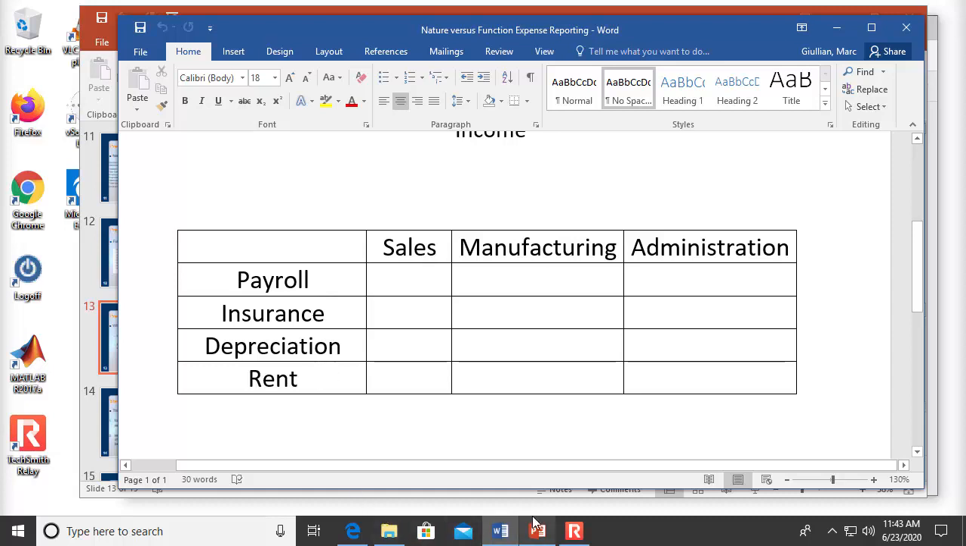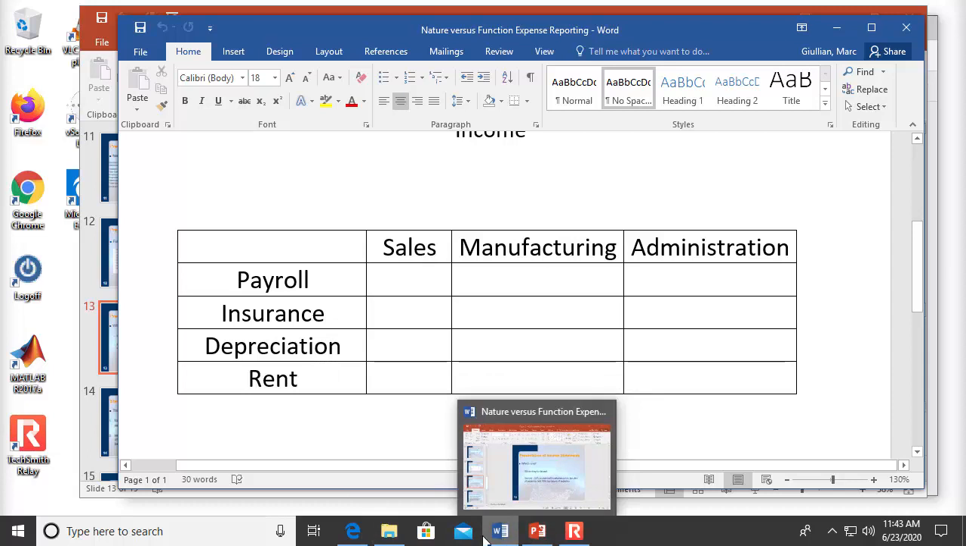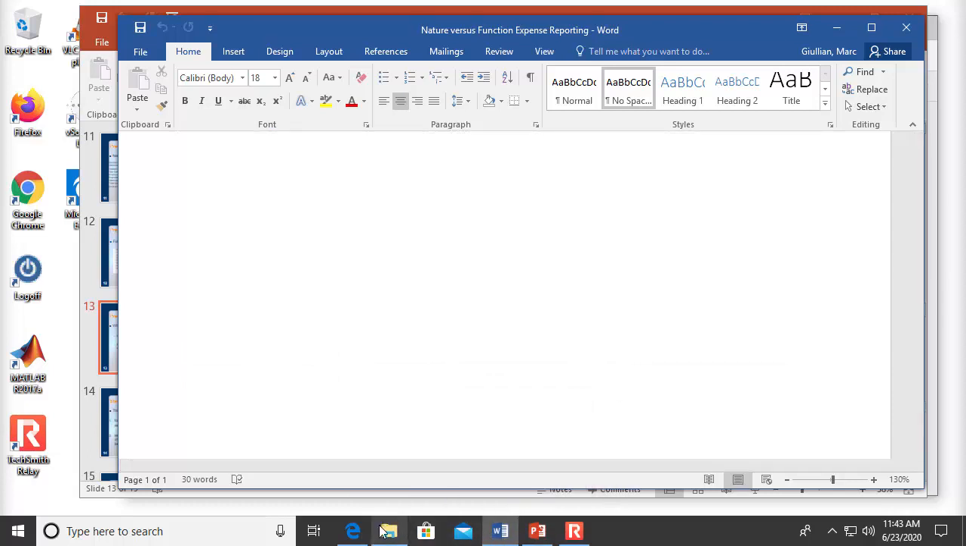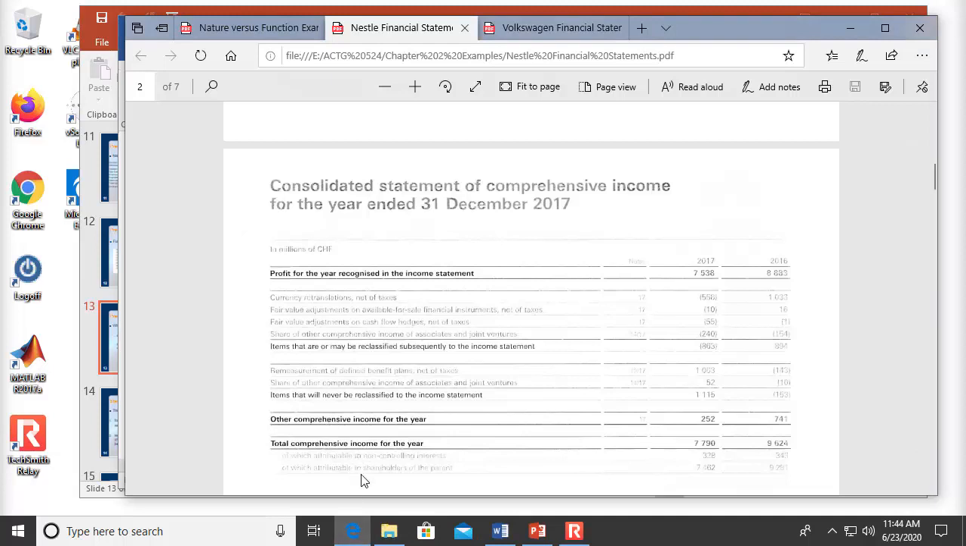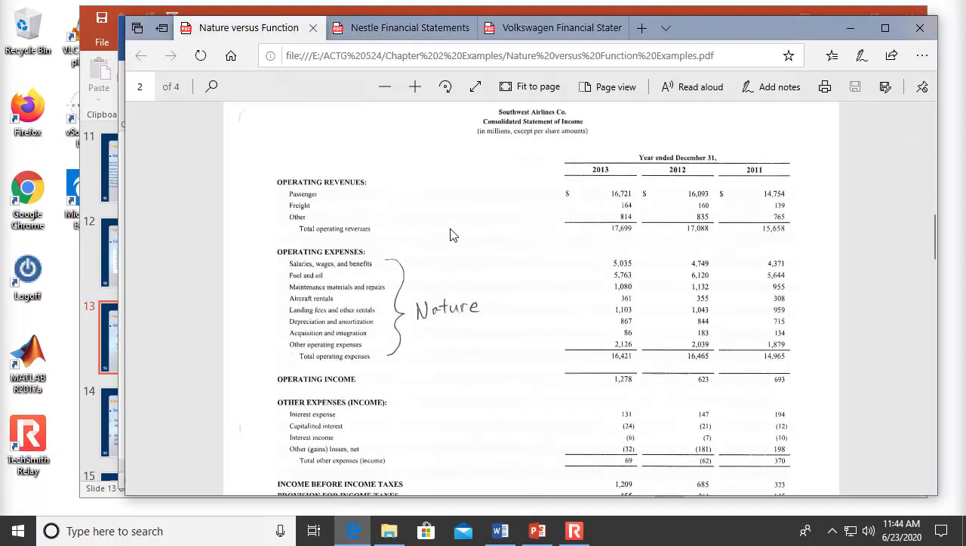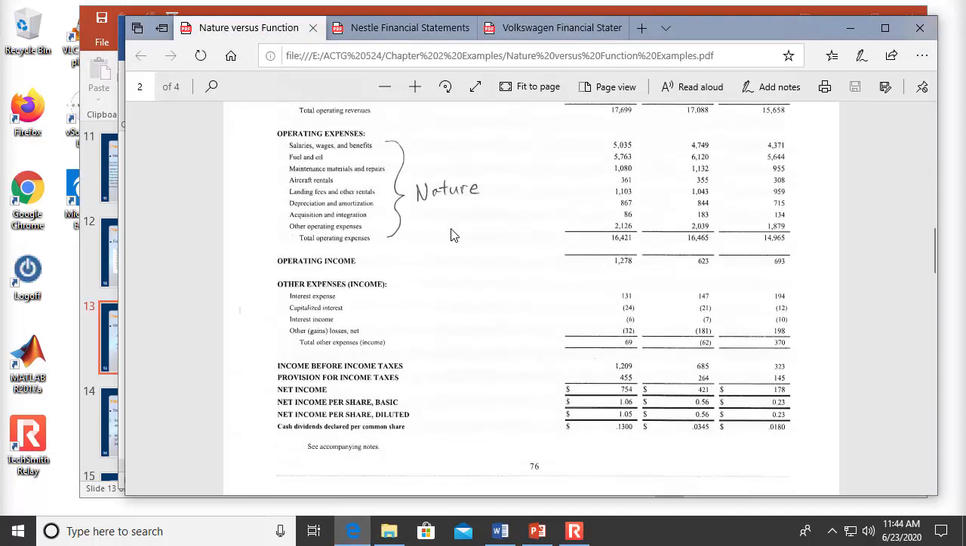So let's look at some examples that I have here as well, in a different example. Here I've got Southwest Airlines, and I believe they have categorized these things by the nature of the expense. So they've got salaries, wages, and benefits.